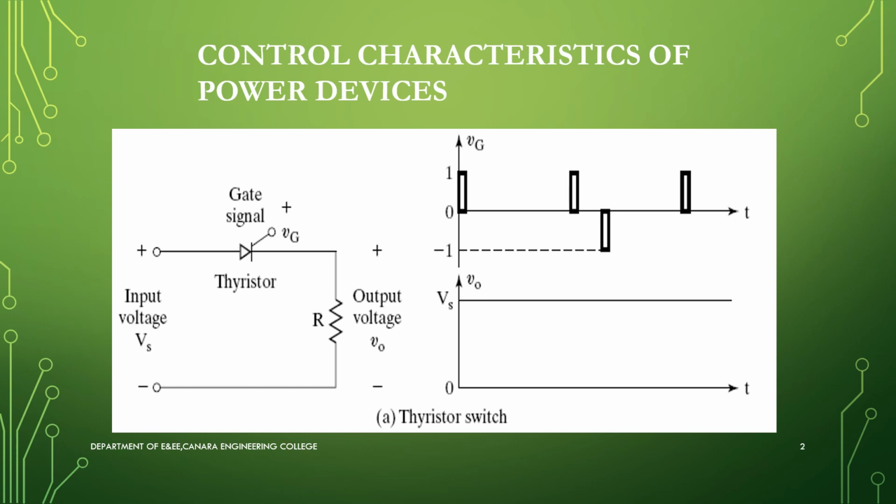So the first circuit is the one where we have the thyristor as our semiconductor device. As you know, the thyristor has three terminals: anode, cathode and gate. So how does it actually work? When the anode voltage is greater than the cathode voltage, the thyristor is forward biased. On forward bias, if we apply the gate signal, the device is going to conduct.